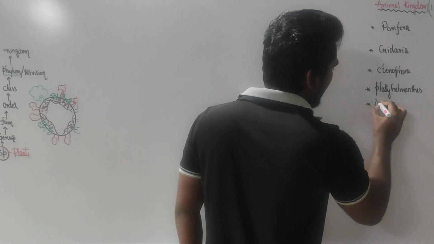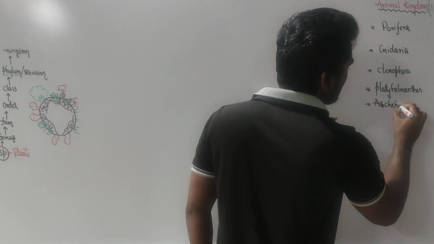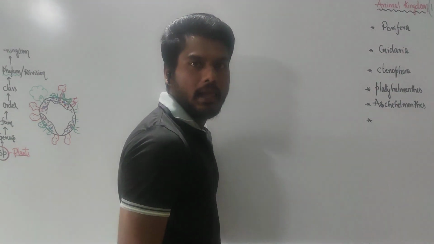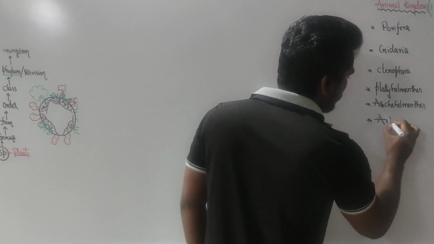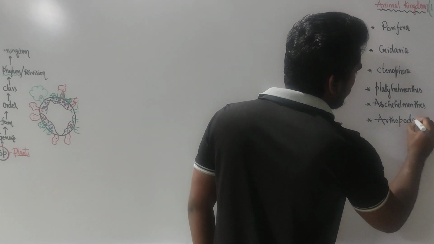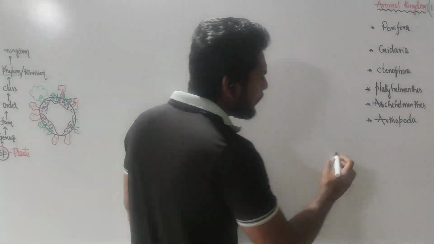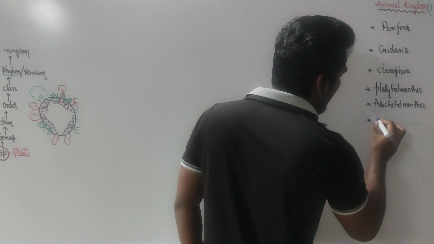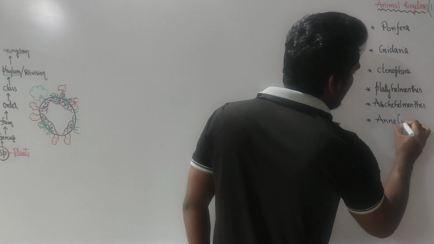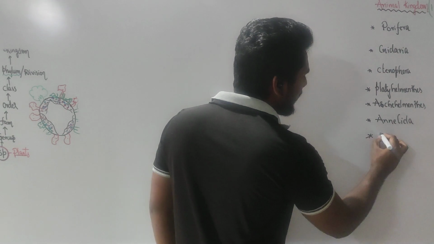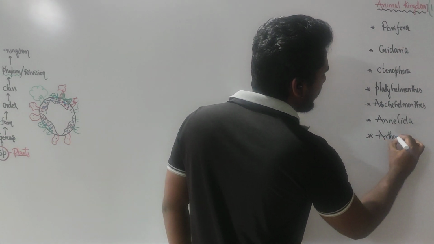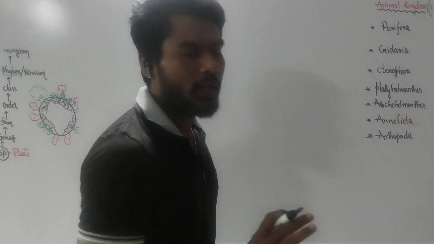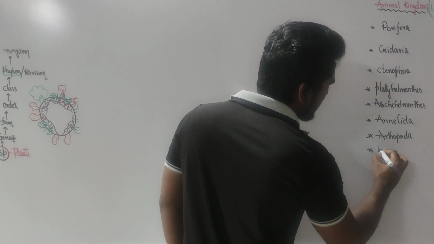Platyhelminthes is followed by Aschelminthes. Aschelminthes is followed by Annelida. And Annelida is followed by Arthropoda, which is the largest phylum in the animal kingdom. What is the largest phylum in the animal kingdom? Arthropoda.